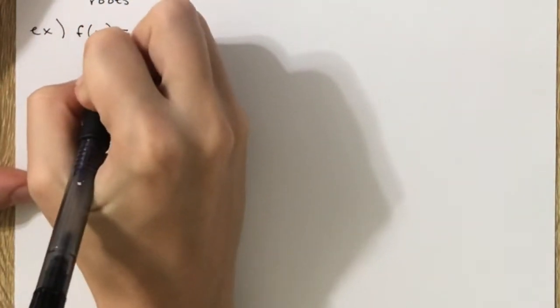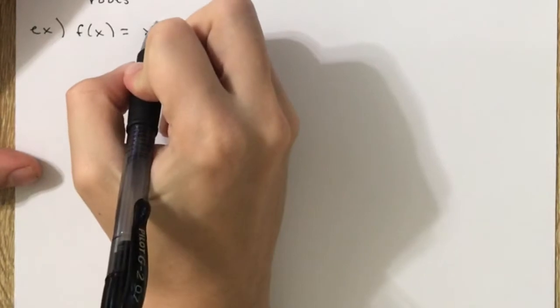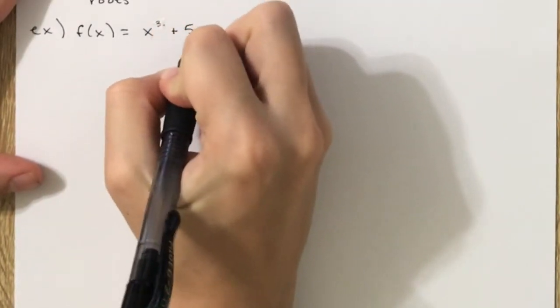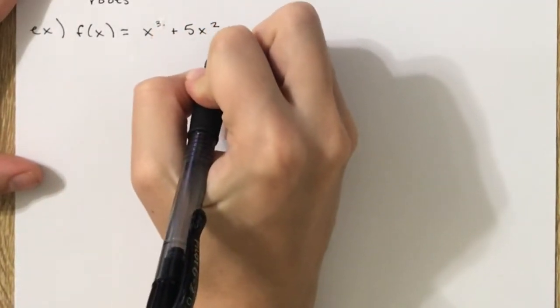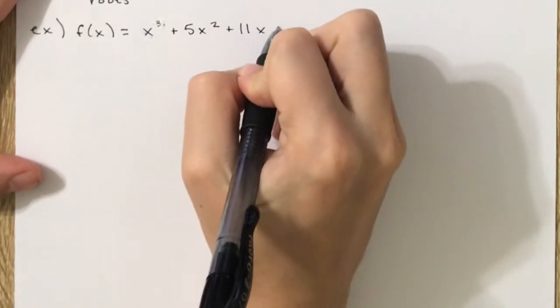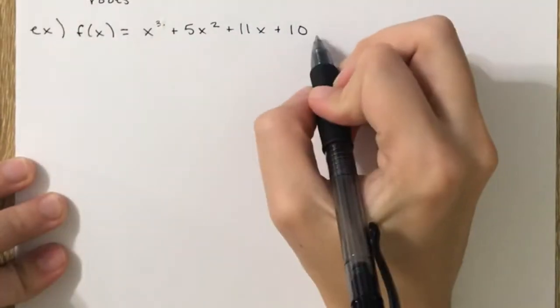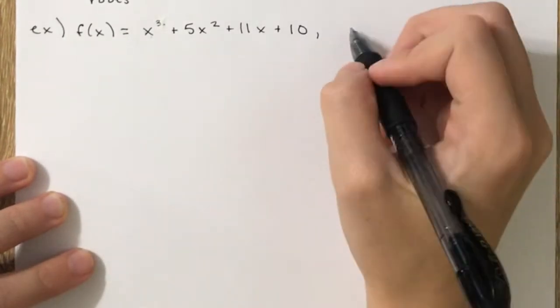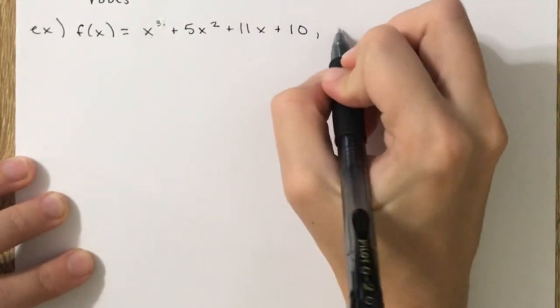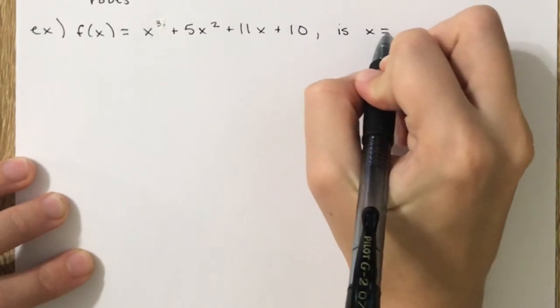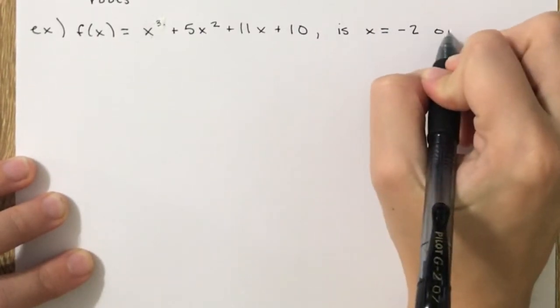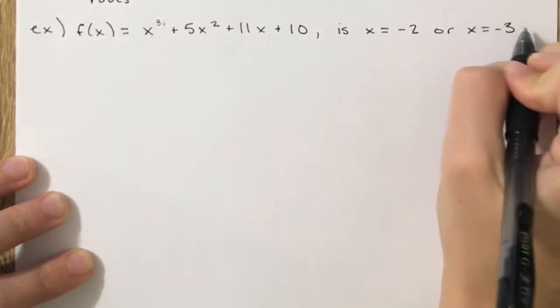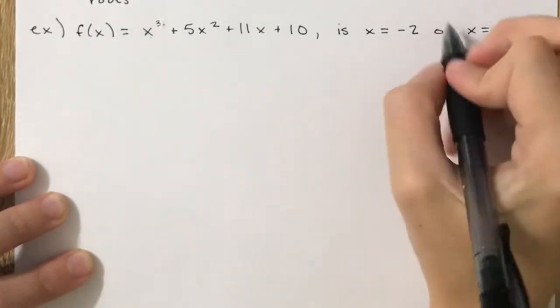Let's say we were given f of x equals x cubed plus 5x squared plus 11x plus 10. And let's say, like our previous remainder theorem problems, we're asked at first, is x equals -2 or x equals -3 a root?